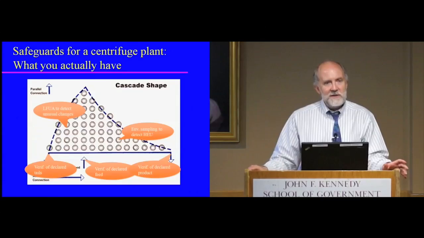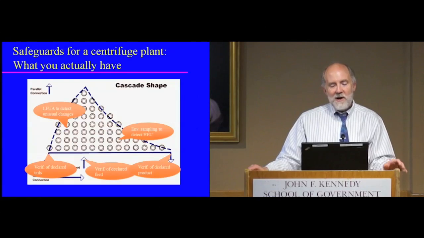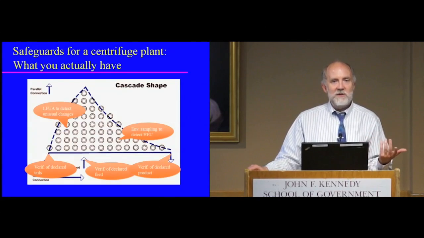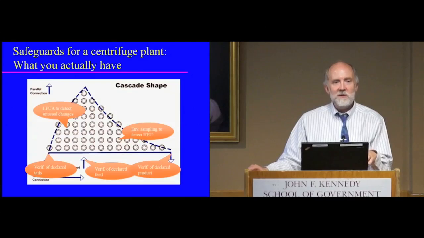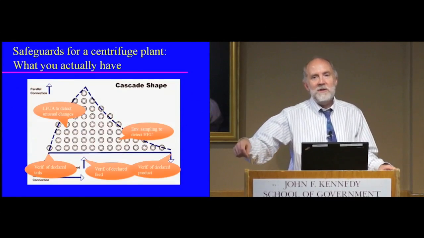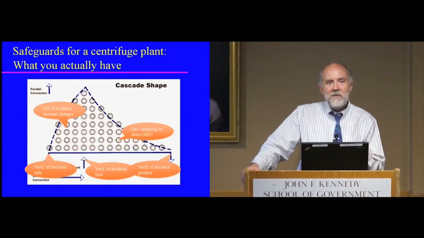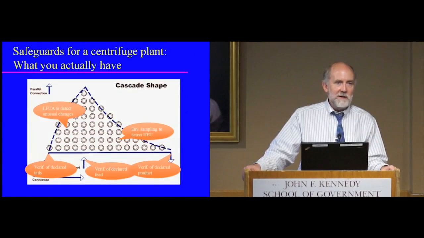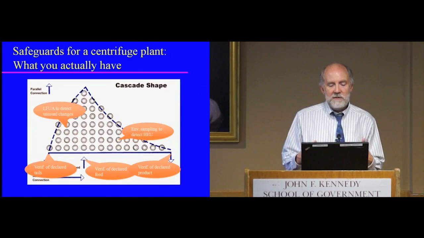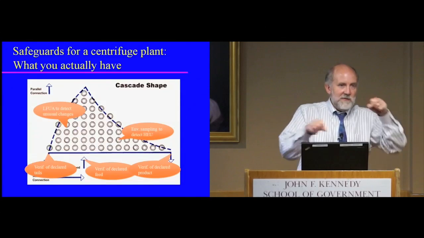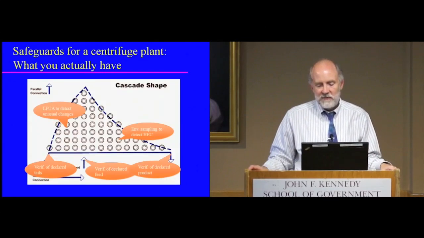What you actually have is significantly less than that. The operator declares when there is feed to be measured, when there's product to be measured, when there's tails to be measured. You don't have continuous measurements of those. You come and measure them when the operator says there's something to measure. And then you have what's called limited frequency unannounced access, or LFUA, within the cascade hall to detect if there are unusual changes, if they've changed the piping around to go from making low enriched uranium to highly enriched uranium or something like that.